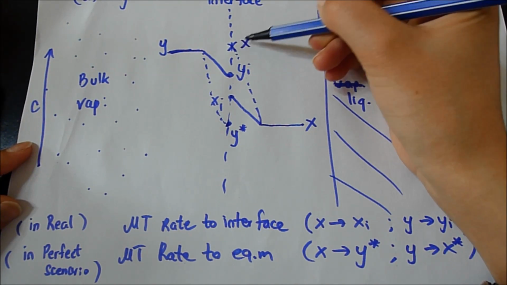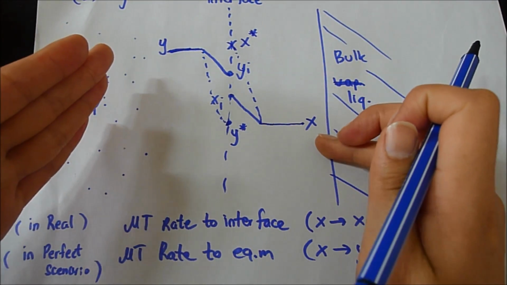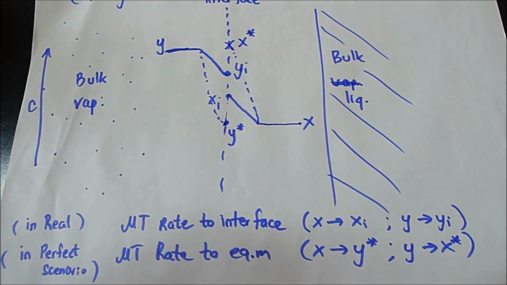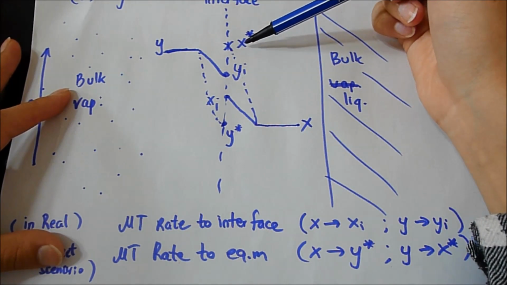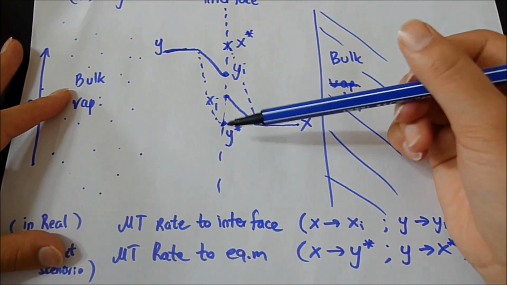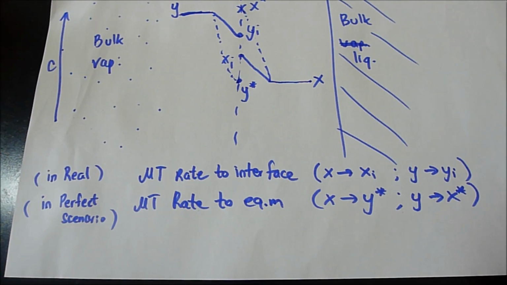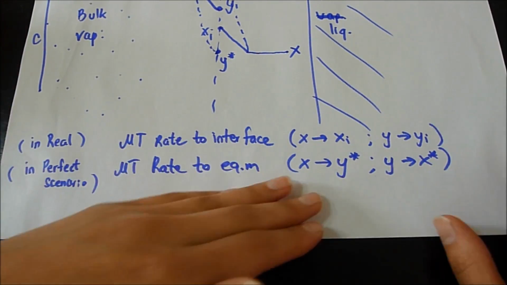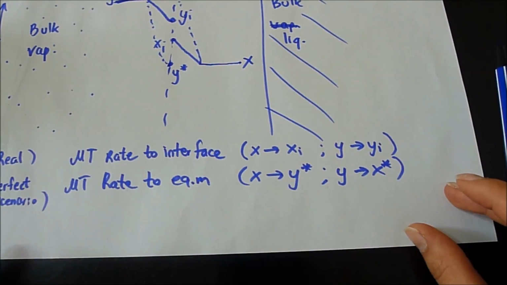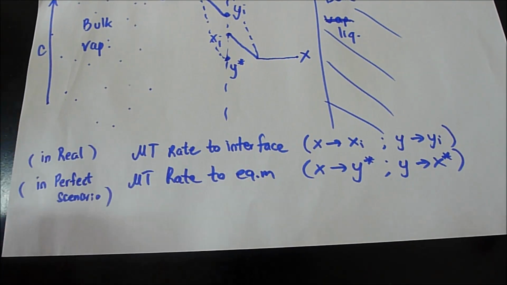So this will be X star. This means that X is going to be equal to Y, and the transfer is going through 100%. And basically Y and X star are going to be in equilibrium with each other, and X and Y star will be in equilibrium with each other. And the fact that Y is going to the Y star, X is going to the Y star, and Y going to the X star is denoted in the mass transfer rate to equilibrium equation.